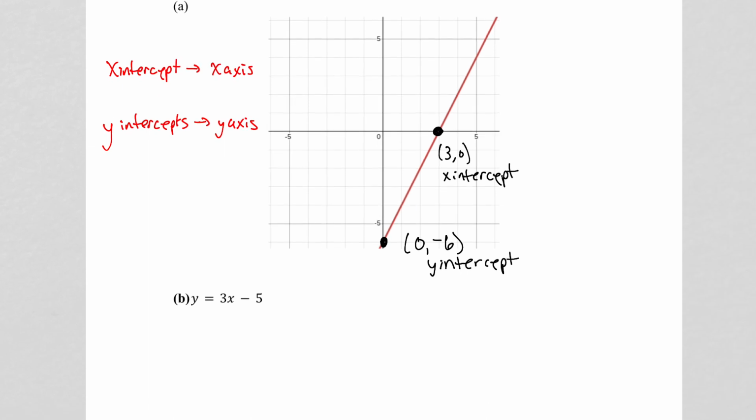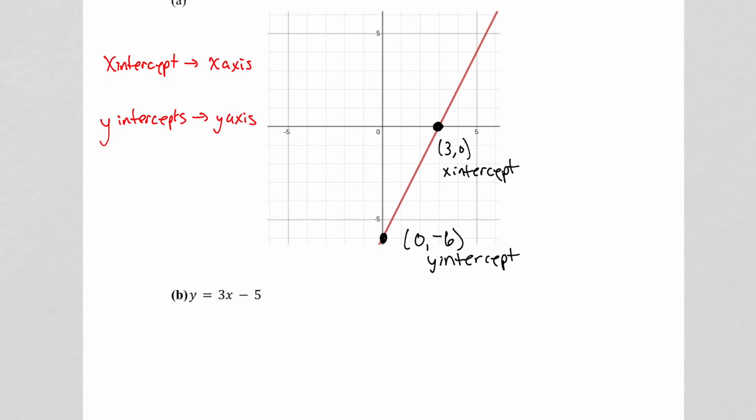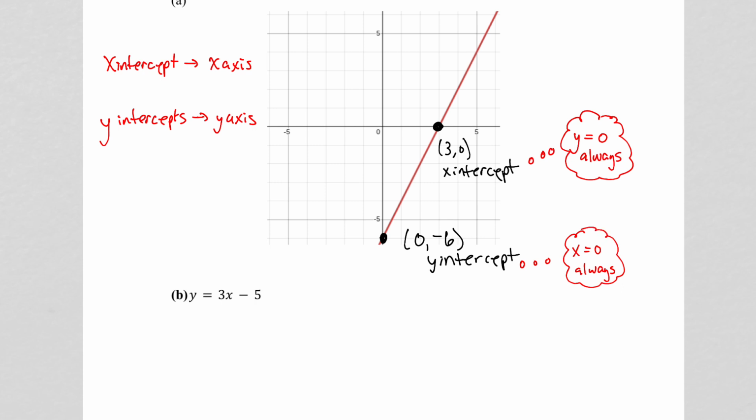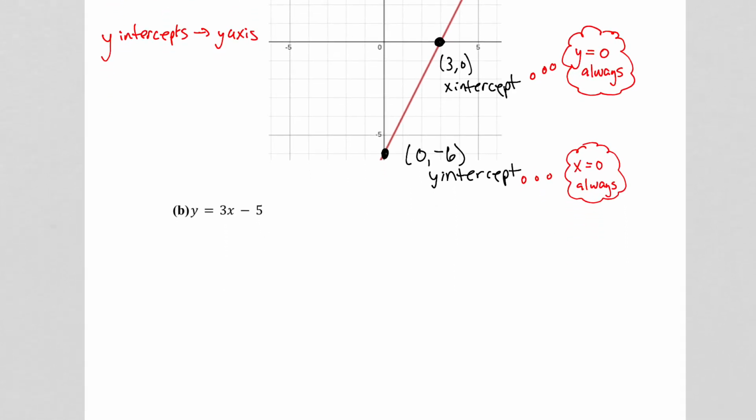So notice our x-intercept has a y-coordinate of 0. This is always going to be true. For every x-intercept, the y-coordinate is 0, and the y-intercept has an x-coordinate that is equal to 0, which is always going to be true for every y-intercept. So now, when we go to part B, we're looking for the intercepts given an equation. We can use those two facts in order to find our intercepts.